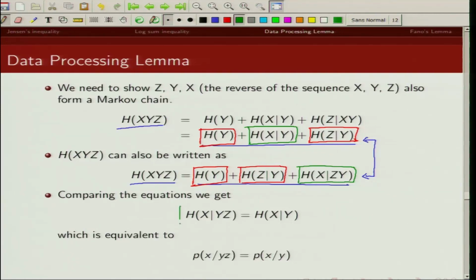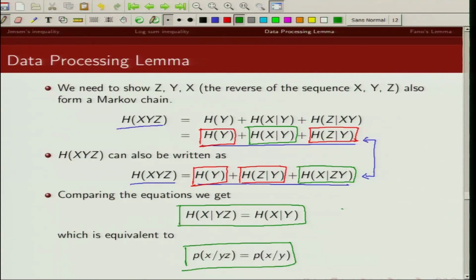So in other words, uncertainty in x given yz is the same as uncertainty in x given y. In terms of probability, I can write probability of x given yz is the same as probability of x given y. So when is this true? This is true when z, y and x form a Markov chain. In that case, probability of x given yz will only depend on probability of x given y.